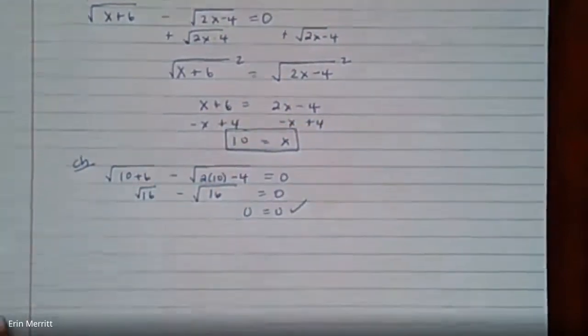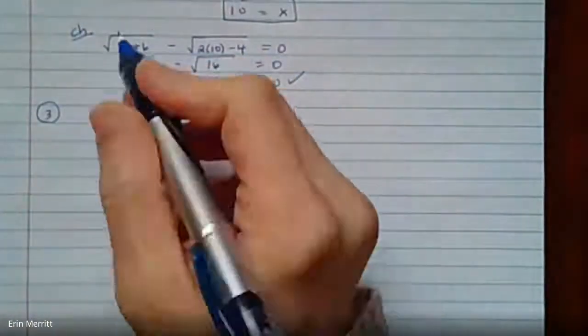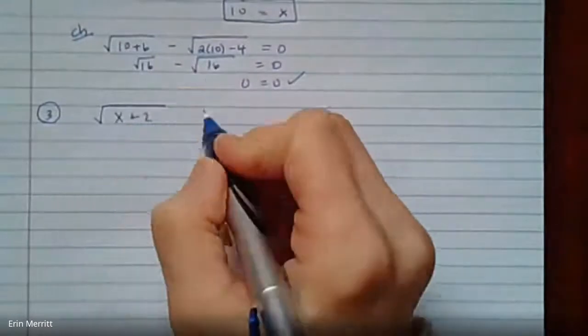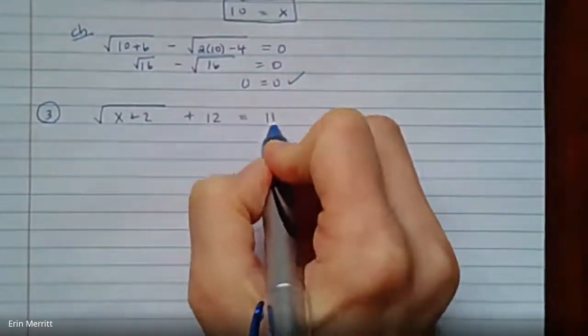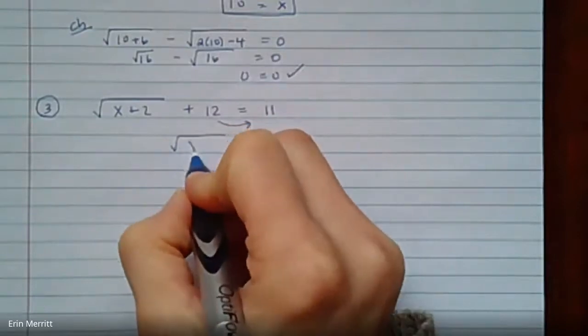All right, number 3. You know it's going to get a little different with this next one. So we have square root of x plus 2 plus 12 equals 11. All right, radical alone. Step number 1, move that 12 on over.